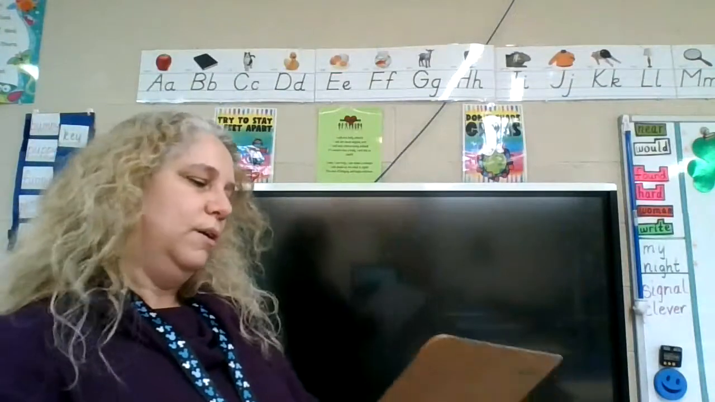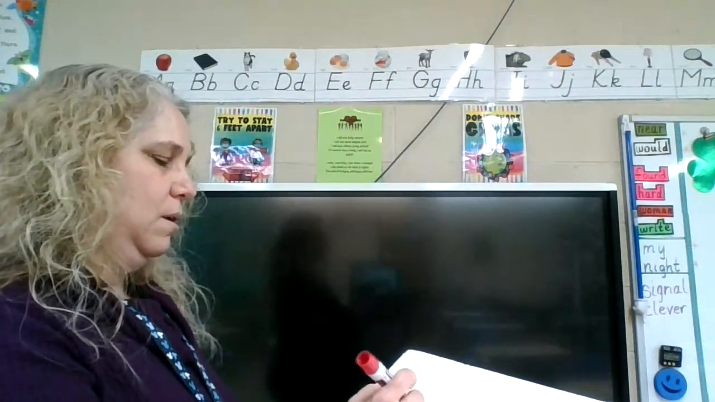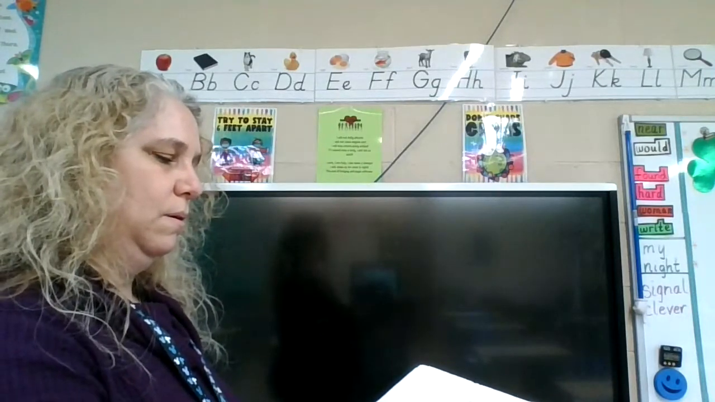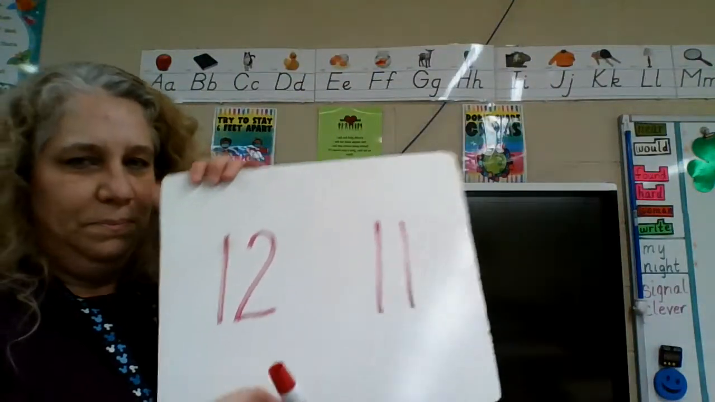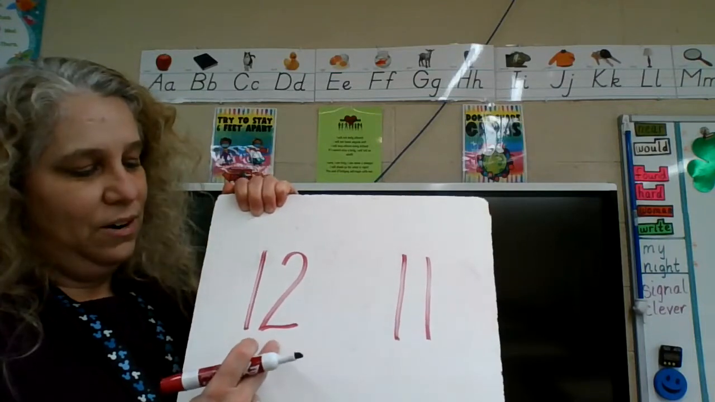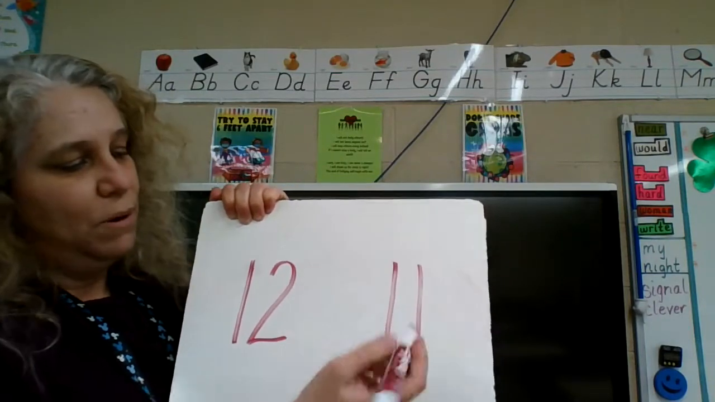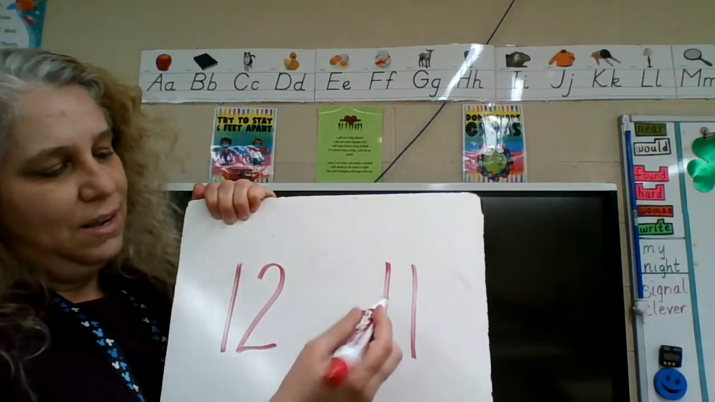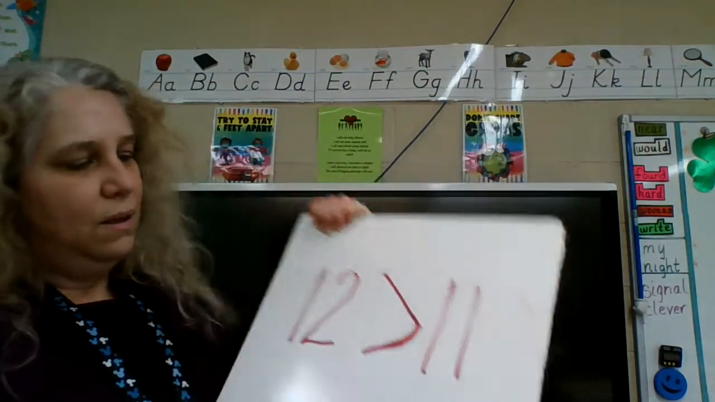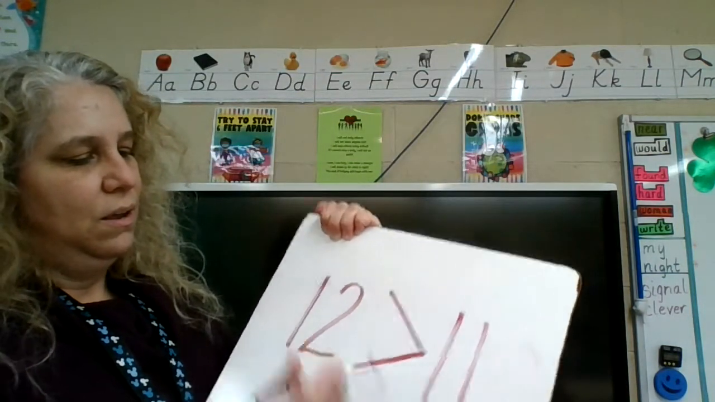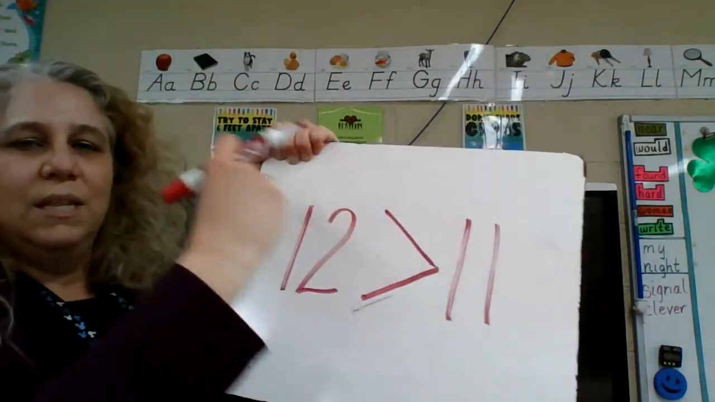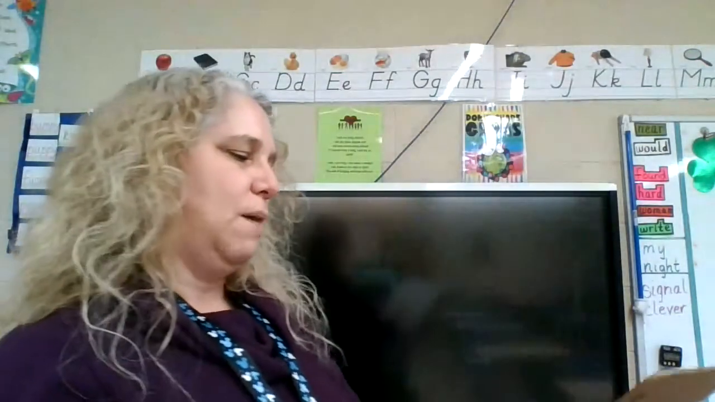One more. I'll make it a little harder. 12 and 11. Which one's greater? 12 is more, right? 12 is greater. So he wants to eat the 12, so I'm going to put the point by the 11. I'm going to go down that way and go up that way. That doesn't look very good. Okay, so 12 is greater than 11. He wants to eat that big number. Chomp, chomp, chomp.